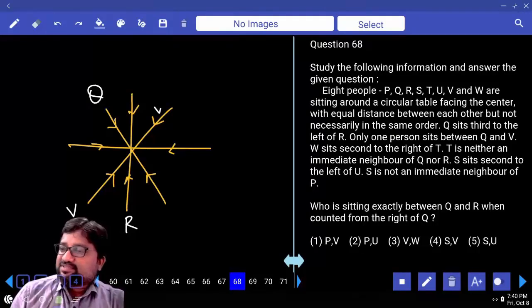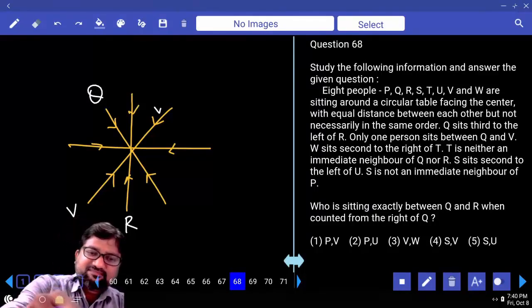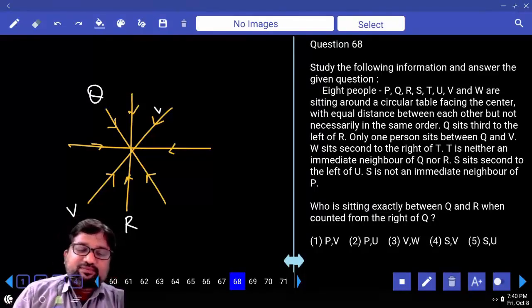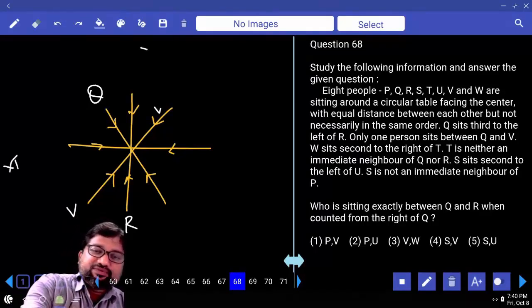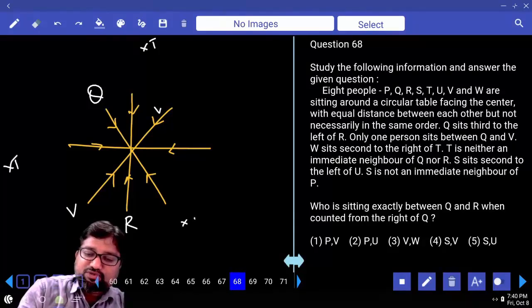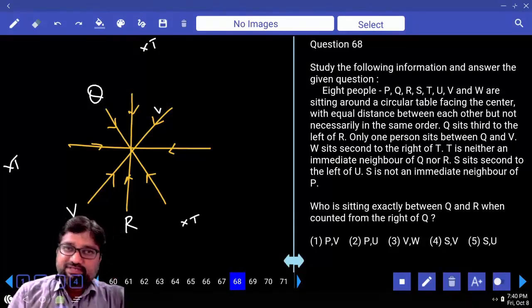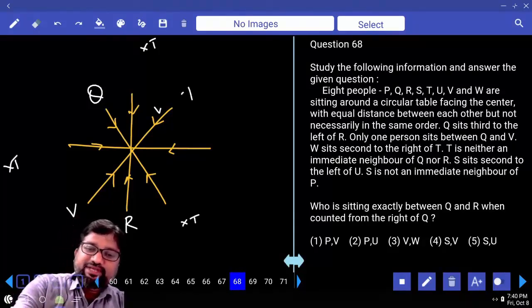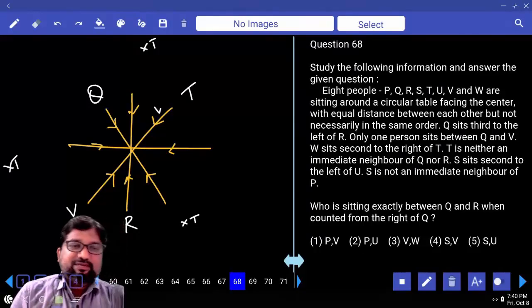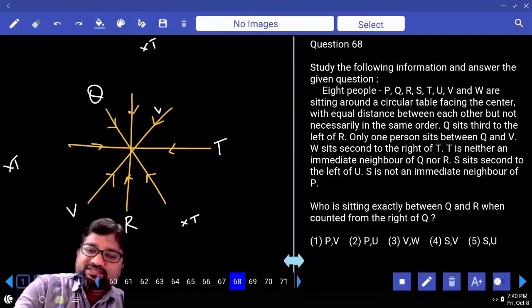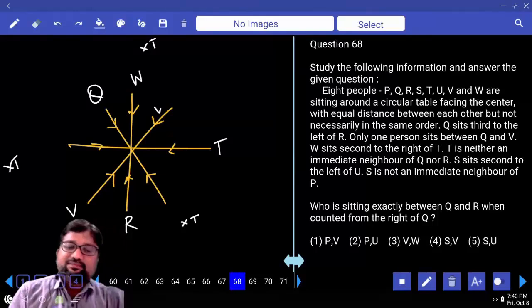W sits second to the right of T. T is neither an immediate neighbor of Q nor R. This position is not for T, this position is not for T, and this is also not for T. Then T has how many possibilities? 2 possibilities. If I put T here, second right W, no, it's not possible, because that position is already occupied by Q. So there's only one possibility. This is T, second right, this is W.